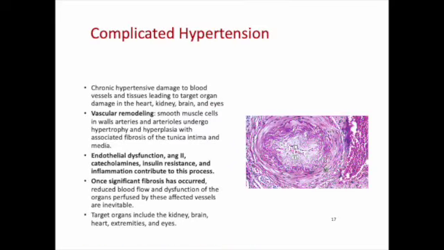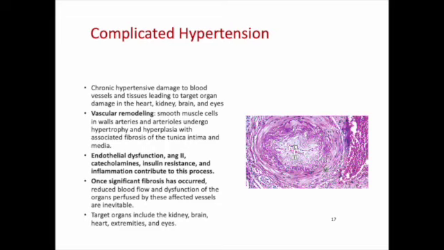If we see a patient has complicated hypertension, this is because they've had chronic hypertensive damage to the blood vessel and tissues that lead to the target organs like our heart, kidney, brain, and the eyes. And they're going to start to see damage to these sites. This is when vascular remodeling has started to undergo.